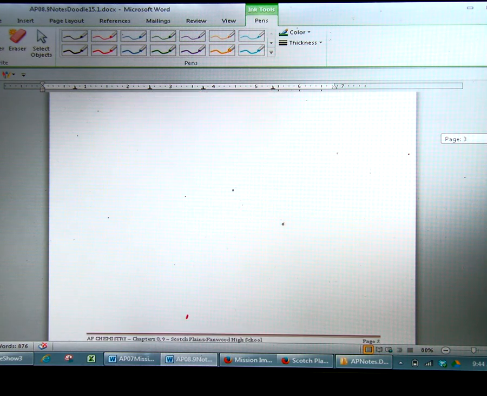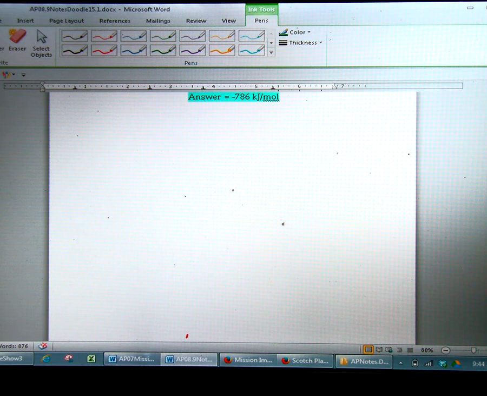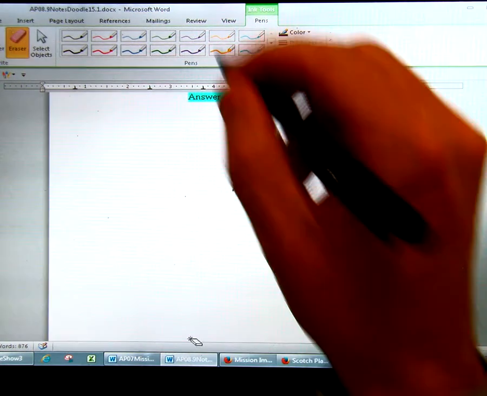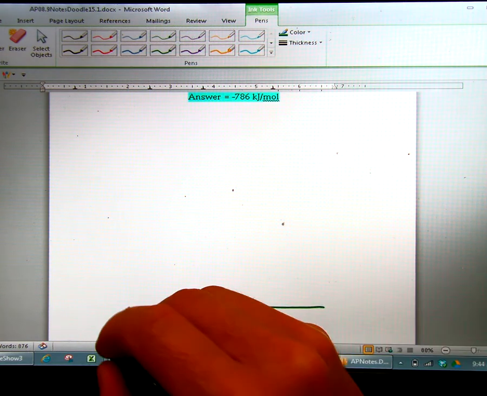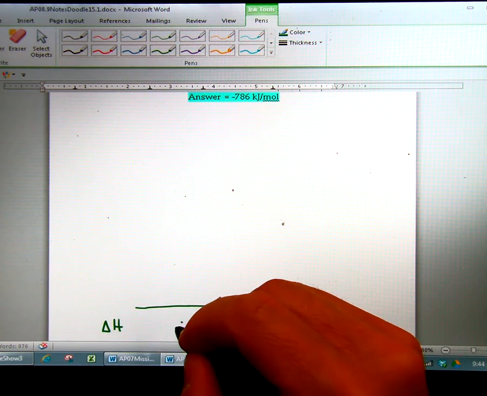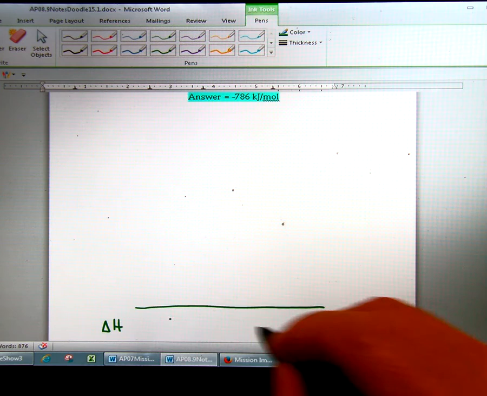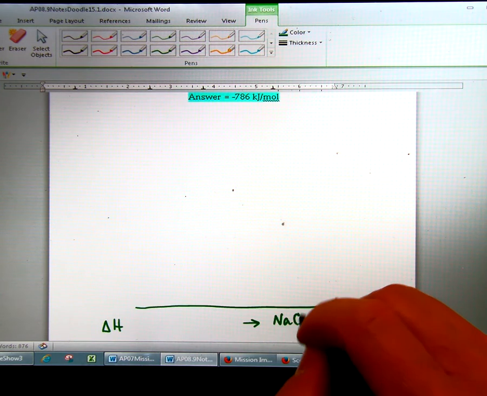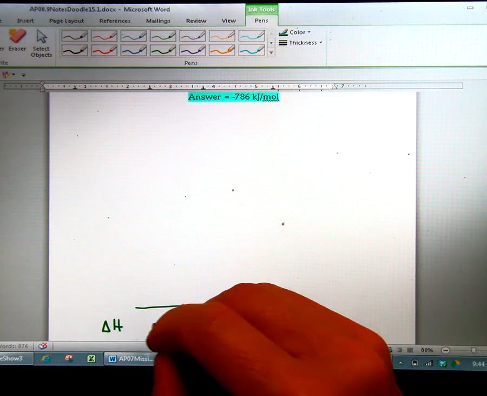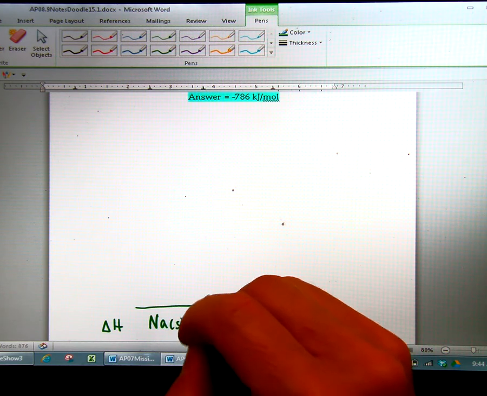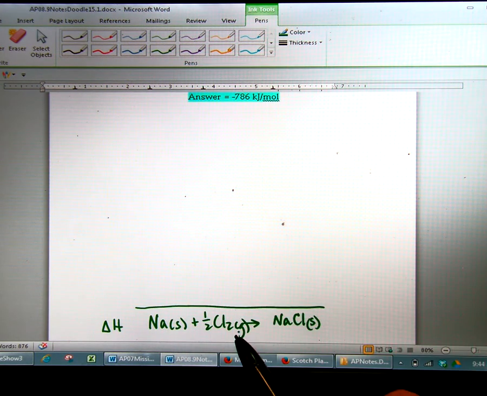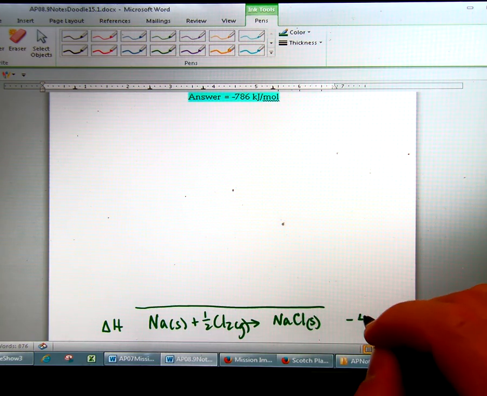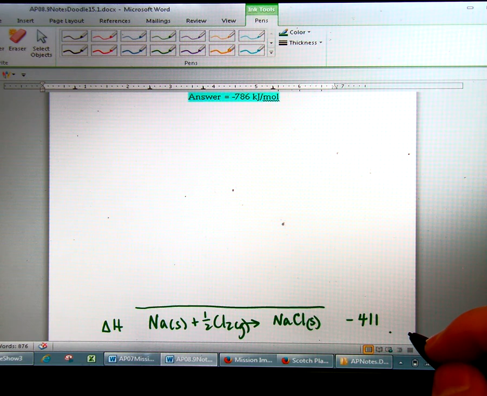So let's start with delta H. We're going to go to the bottom of our page here, and write down the equation for delta H, because delta H is the sum of the lattice plus the stuff. So delta H is forming 1 mole of something, in this case the sodium chloride, from its elements in their standard states. So sodium is a solid, chlorine is a gas. We only need a half of it because there's only 1 chloride in there. And the delta H is negative 411 kilojoules.